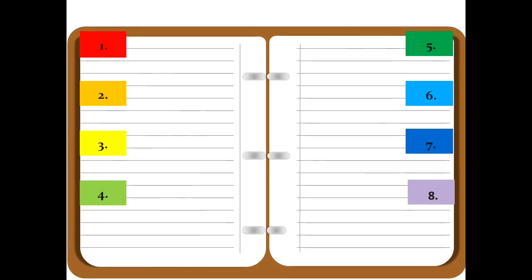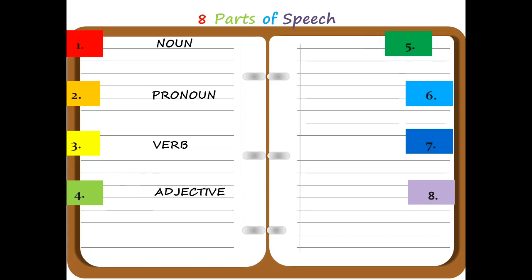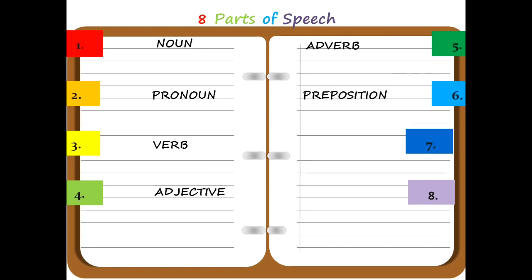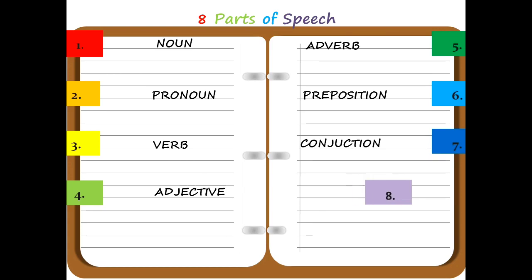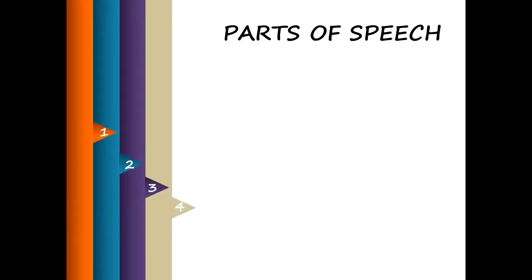There are 8 parts of speech. They are noun, pronoun, verb, adjective, adverb, prepositions, conjunctions, and interjections. Here we are discussing 4 parts of speech.